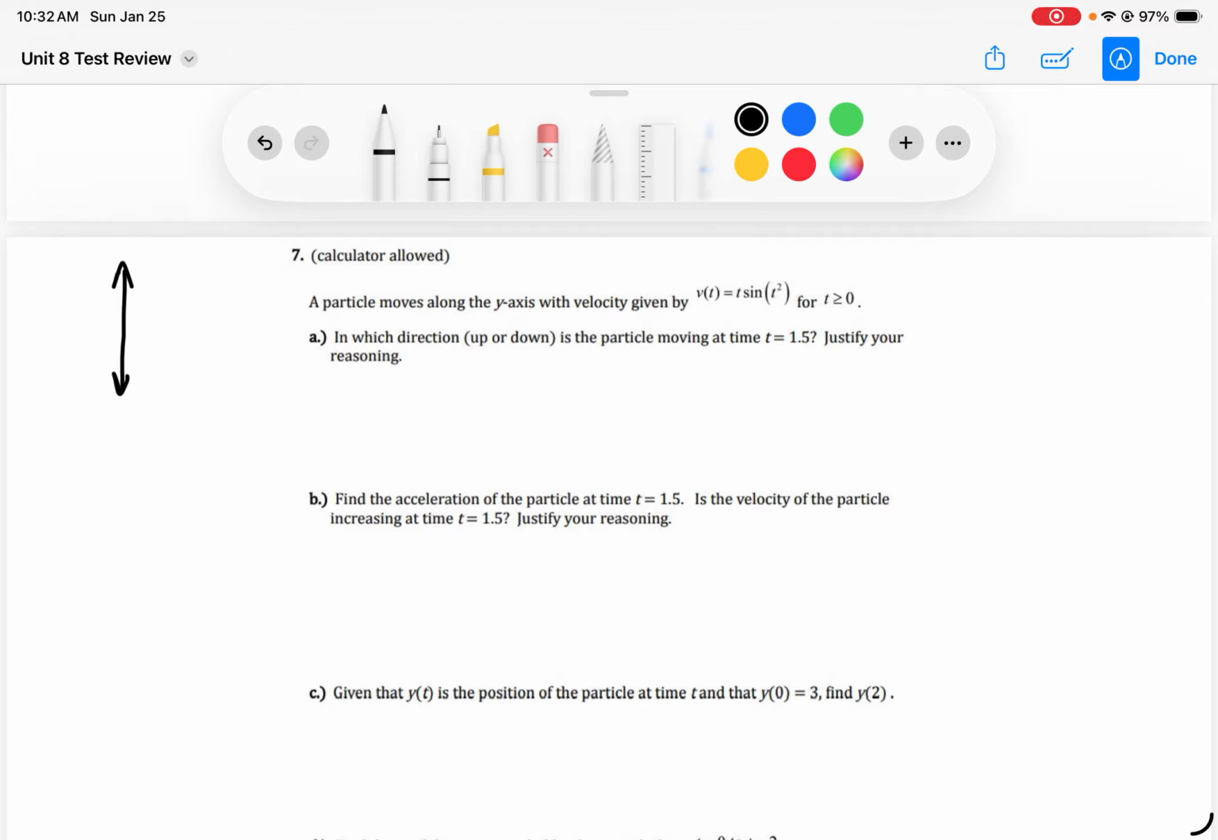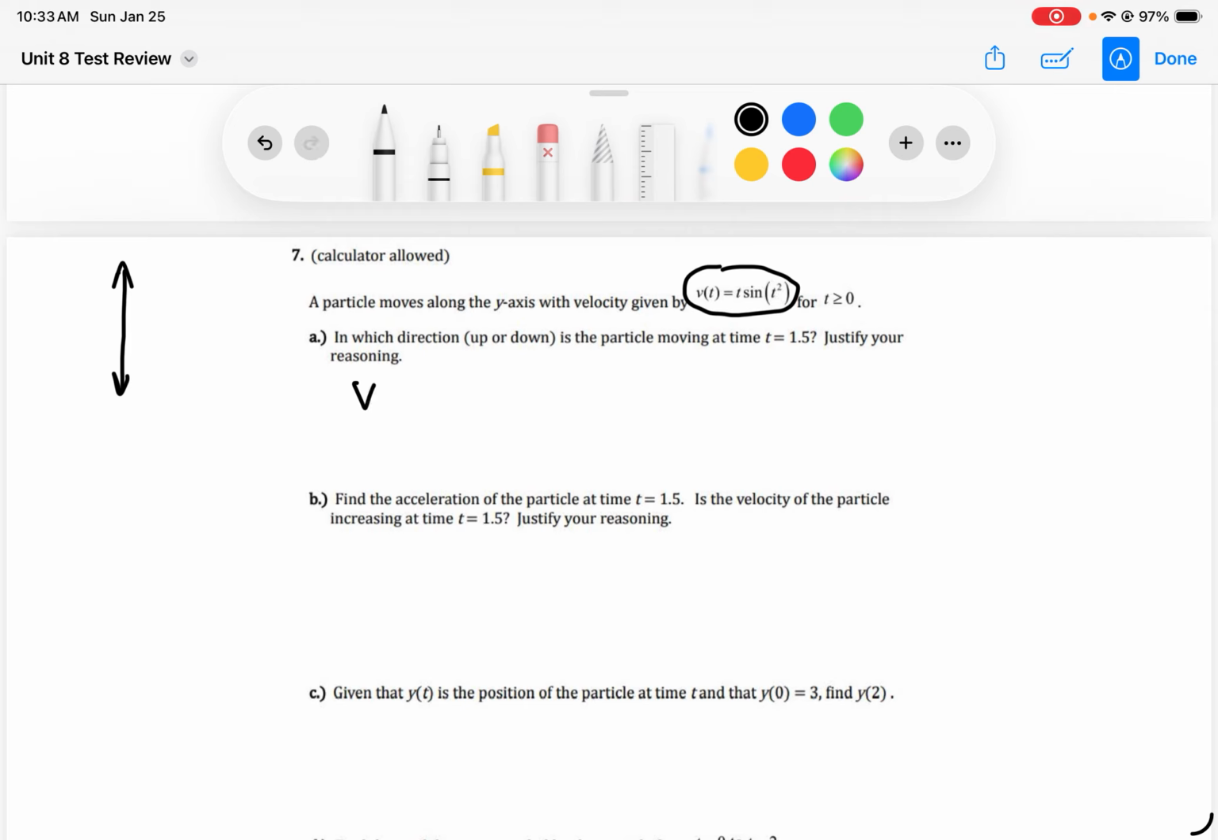So moving along the y-axis, up and down, positive velocity is moving up, negative velocity is moving down. It says in which direction, up or down, is the particle moving at the time t is equal to 1.5, and justify your reasoning. Pretty straightforward, especially since it's calculator active. What you should do is define v of t in Desmos, v, parentheses t. And just a tidbit: if you define capital V of t, when you refer to it later, you need to use capital V. You could use lowercase v, and then refer back to lowercase v in Desmos. There's a difference.